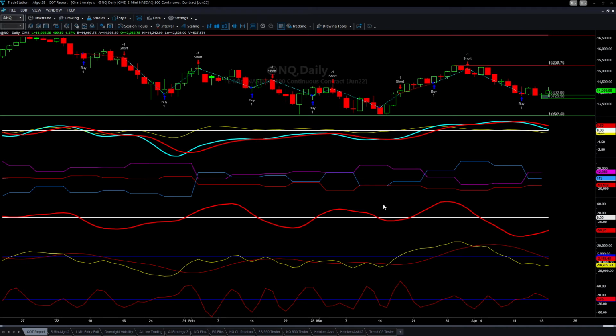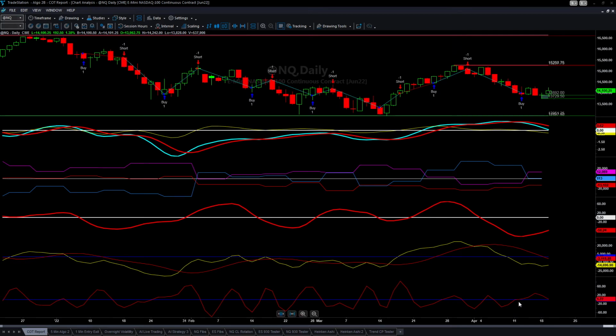So the NQ Daily right here, this is a chart we look at every single day. And we have a signal right now that's a long signal that fired off on April the 12th. Now, the market has kind of been going sideways since that signal fired right there with a base support of 13,729 on the chart right here.